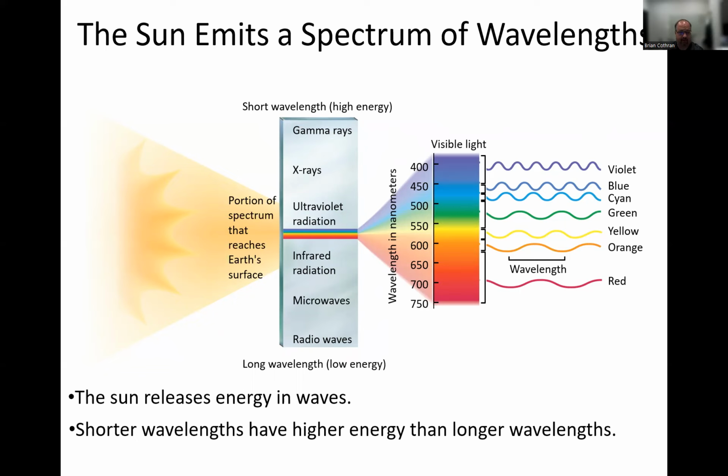The shorter the wavelength, the higher the energy that the wavelength has. So the short wavelengths will be the violets, the blues. The longer wavelengths are the reds. And again, this is the portion that plants capture. They really like violet light and blue lights. Those are high energy lights.